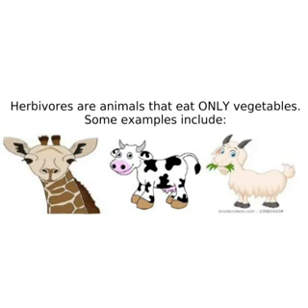Now we're going to be talking about herbivores. What are herbivores? Herbivores are animals that eat only vegetables. They eat grass and they eat all the other kind of vegetables that can be a leaf, a root, or a stem. Some examples of herbivores are the giraffe, the cow, and the sheep. Can you tell me 3 more examples of herbivores? I'm listening. Good job.